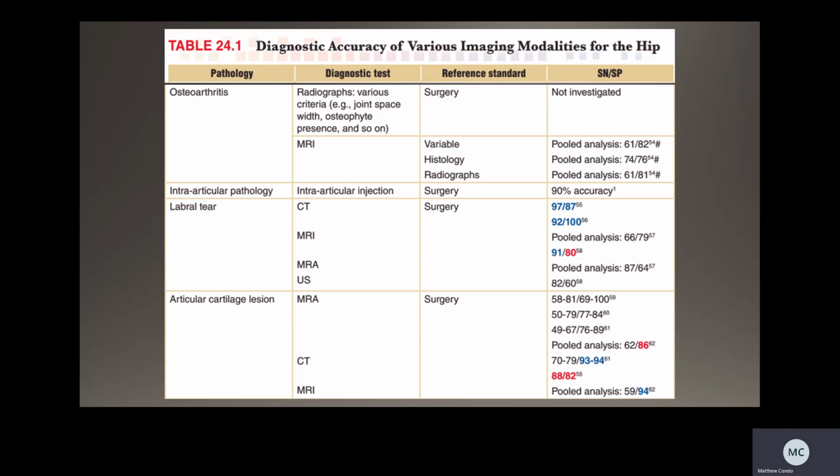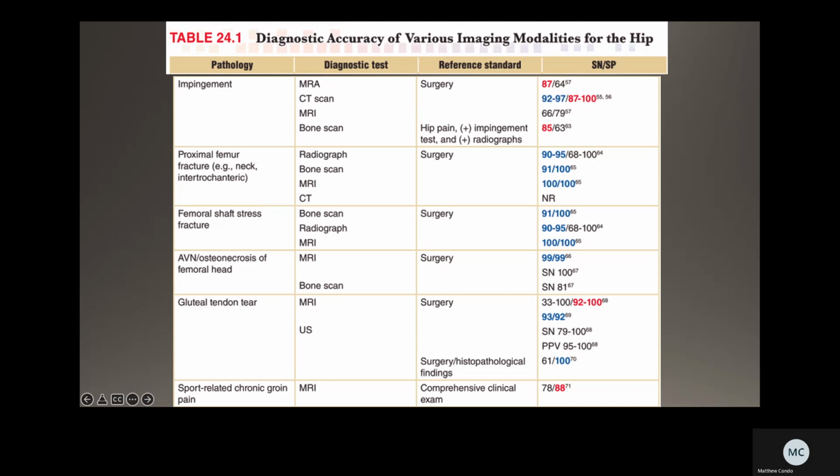X-ray is probably not going to show you a labral tear, especially with the acetabulum shaped the way it is. Articular cartilage lesions, same thing. We want to go MRA, MRI. Those are not fantastic, as you can see from the numbers, but unfortunately, I think those are about the best we got. Impingements, again, we want to go MRA, MRI. Like I said, not really going to show up on an X-ray or radiograph.